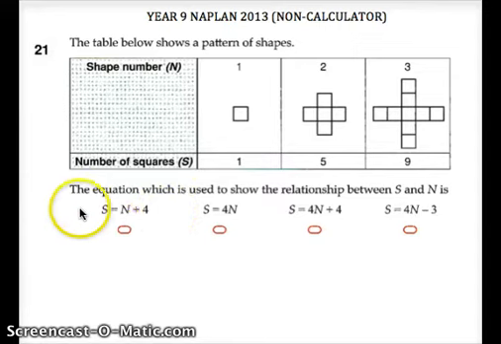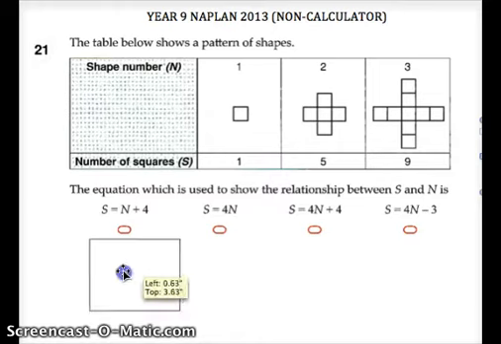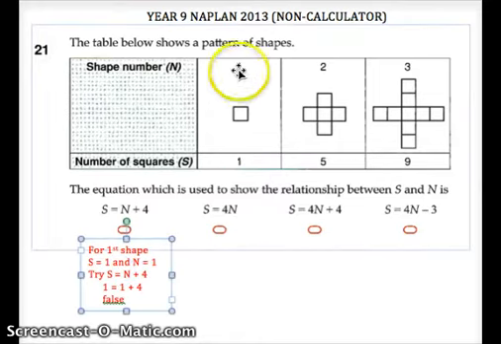Now to do this question, we'll look at the first equation here, that S equals n plus 4. You can try this with any of the shapes. I'm just going to use the first pattern here. So we're going to try this formula. If S is 1 and n is 1, in this first shape here, we've got n is 1 and S is 1.